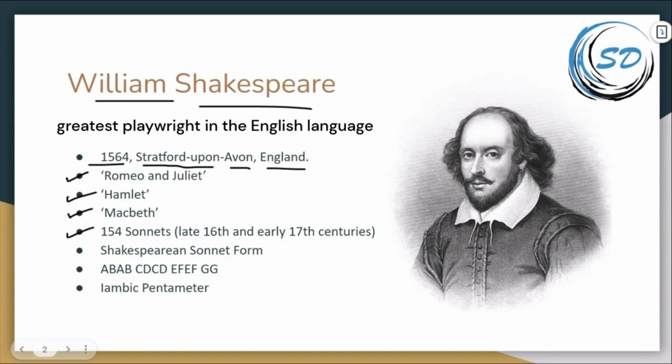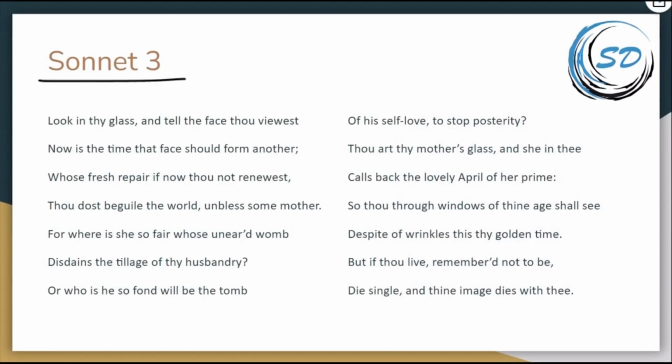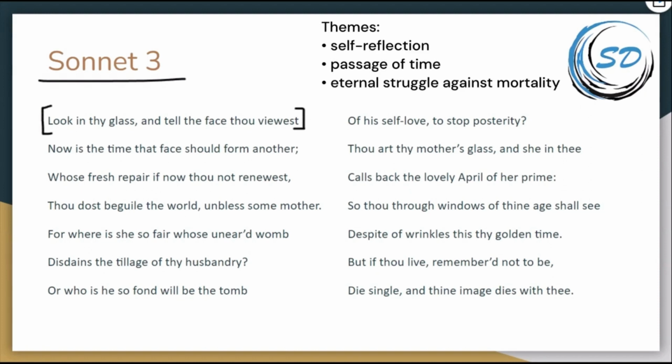Shakespeare's sonnets are a collection of 154 poems written in the late 16th and early 17th centuries. They are written in iambic pentameter, which gives his poetry a natural and melodic flow, enhancing the overall musicality of his verses. Sonnet 3, beginning with the line, "Look in thy glass and tell the face thou viewest," delves into the themes of self-reflection, the passage of time, and the eternal struggle against mortality.